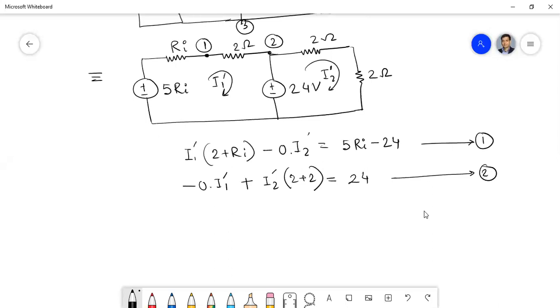Okay, let us solve for I1 prime. So what is I1 prime? I1 prime is 5 Ri minus 24 divided by 2 plus Ri. You just check it.